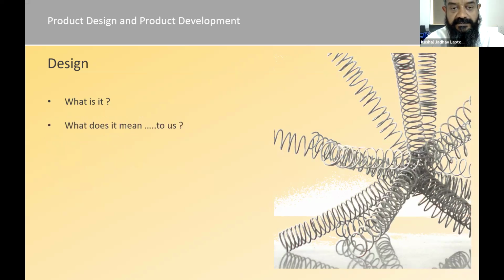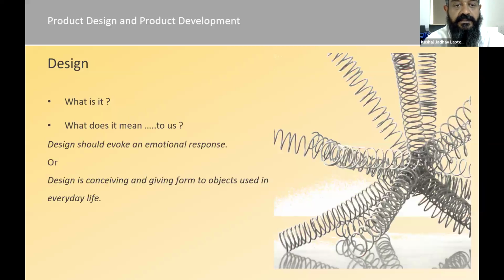So what does it mean to us? What does it actually mean to us? So design as a profession, and there are many people involved in design. There are engineers, there are doctors, there are marketing people, let's say non-technology related people. So in this profession, what actually is the purpose of design? Design should evoke an emotional response. So if there is a stone lying around, whether it evokes an emotional response or not, that is the most vital response which a design should fulfill.